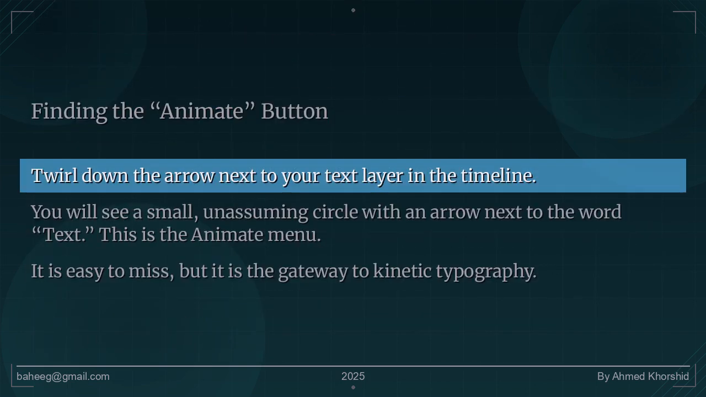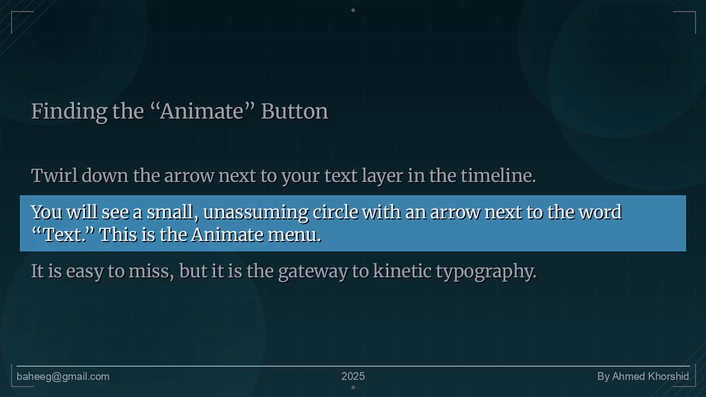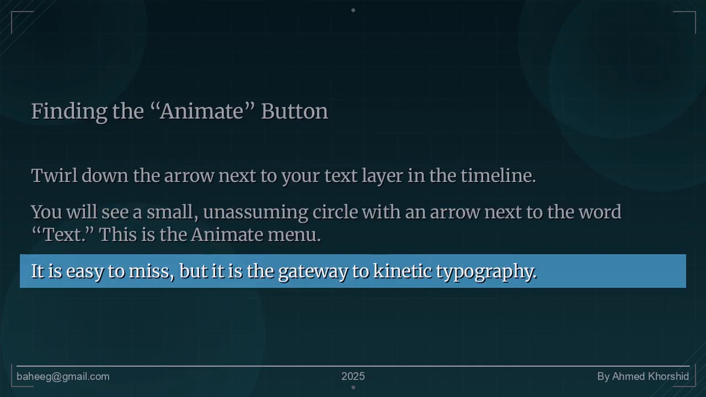Twirl down the arrow next to your text layer in the timeline. You will see a small, unassuming circle with an arrow next to the word Text. This is the Animate menu. It is easy to miss, but it is the gateway to kinetic typography.